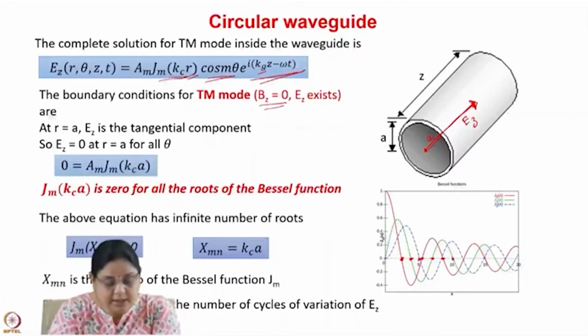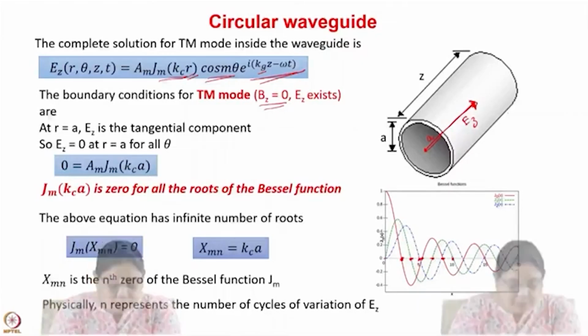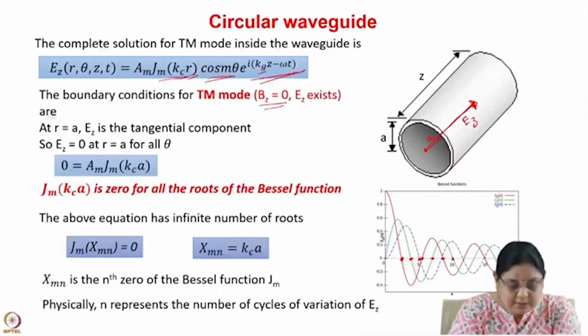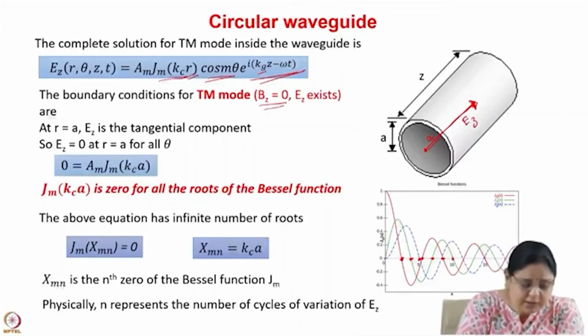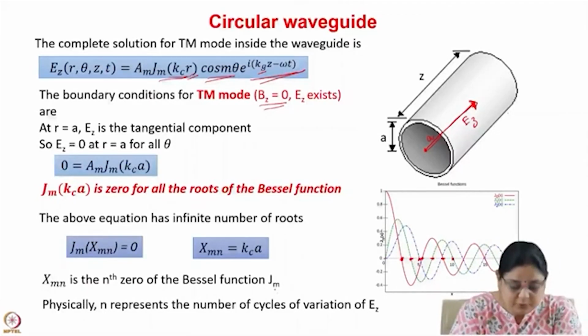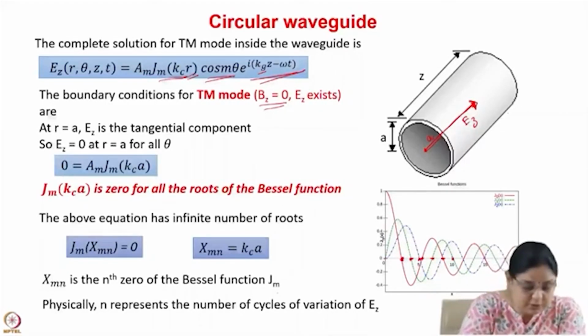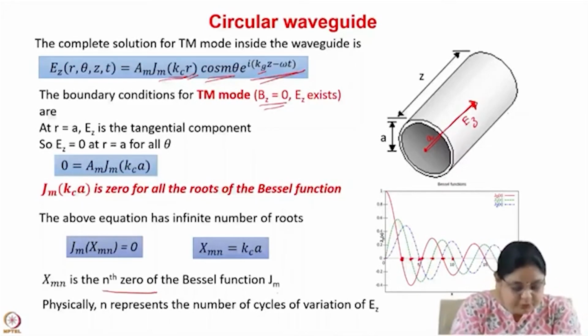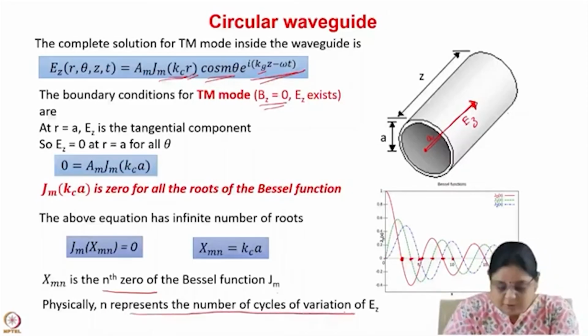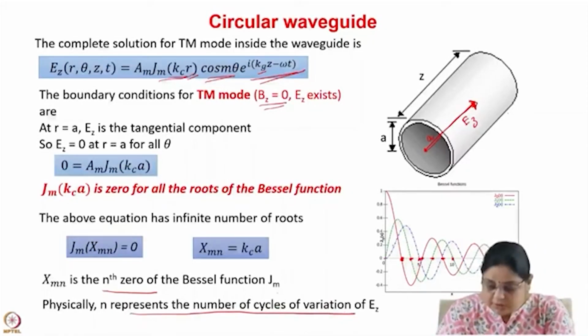So the above equation has an infinite number of roots. We can write this now as xmn is equal to kc a. Here xmn is the nth zero of the Bessel function Jm. The nth zero tells us about the root of the Bessel function, wherever this is 0. Physically, n represents the number of cycles of variation of Ez. So how many times does Ez go to 0?